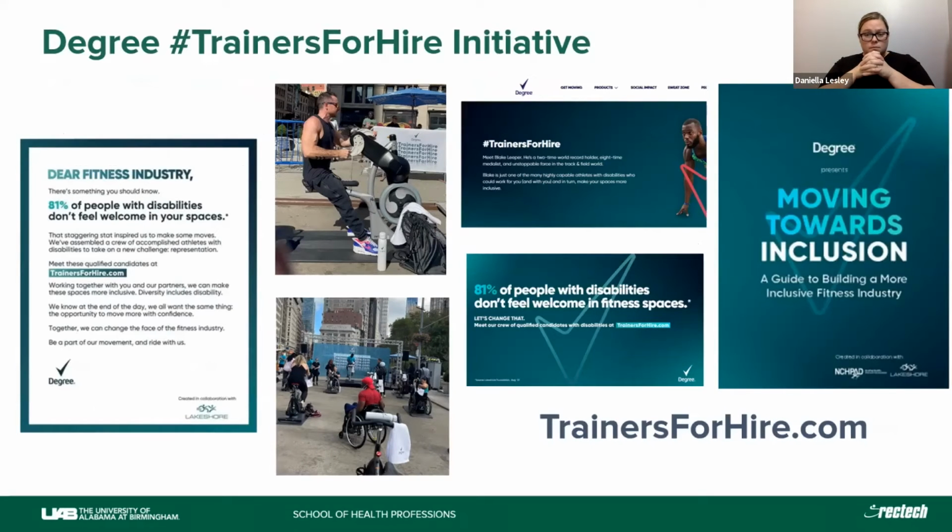So the results from this survey, we actually partnered with Degree Deodorant to launch a campaign related to this information. It's calling on the fitness industry to be more inclusive and to hire disabled trainers. The initiative is called Trainers for Hire, and it launched last month through an inclusive pop-up cycle event in New York City. There was a full-page ad that ran in the Sunday edition of the New York Times.